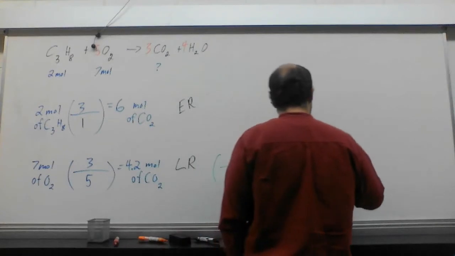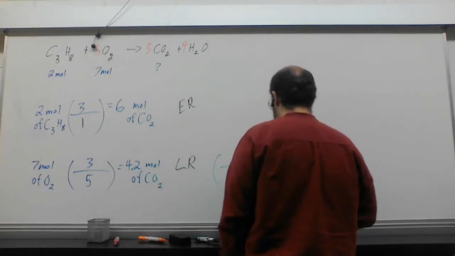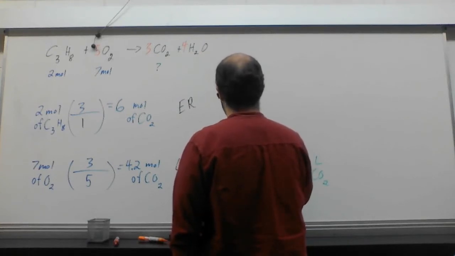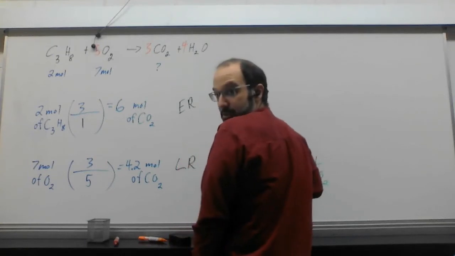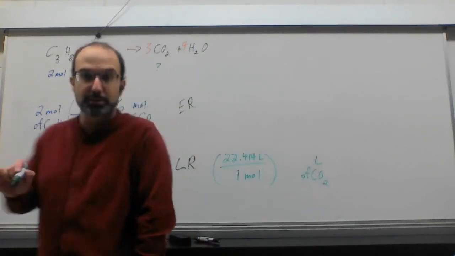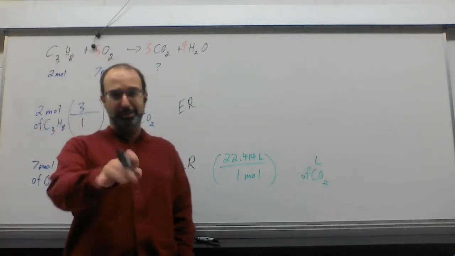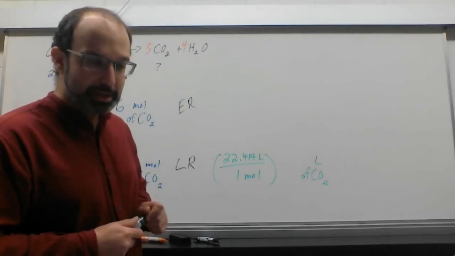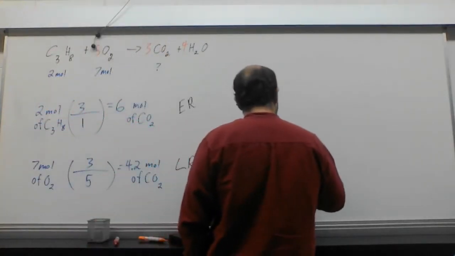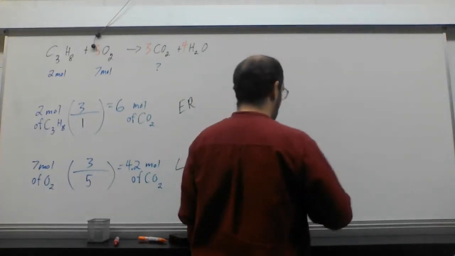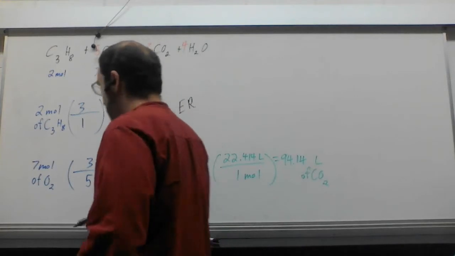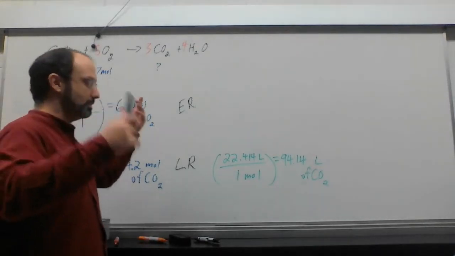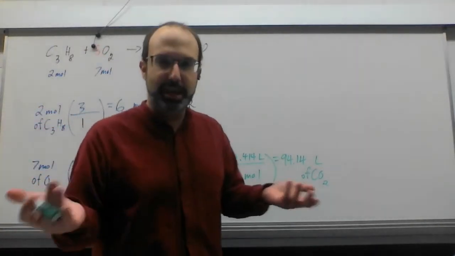I want to get liters of CO2. So I put in 1 mole is equal to, let's see if you guys remember the number. I've written it. Can you guess what it was? Do you remember? I hope you do, because there it is, 22.414. Often people drop the 4 at the end, but whatever. I'm being particular today. You multiply that out, and you're going to get 94.14 liters. So there you go. How many moles did we make? This many. How many liters did we make? That many.